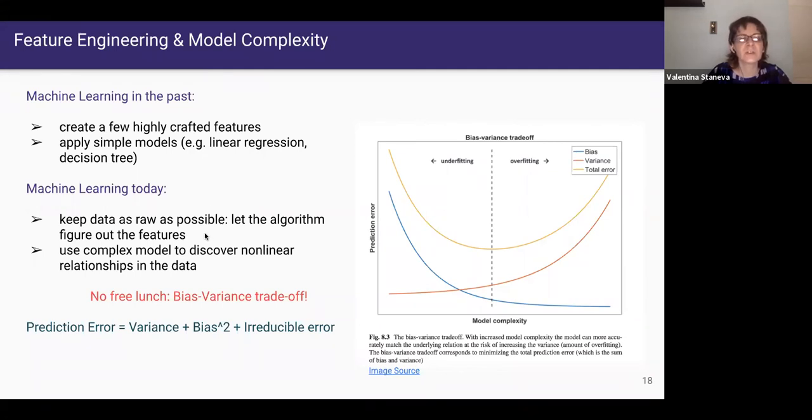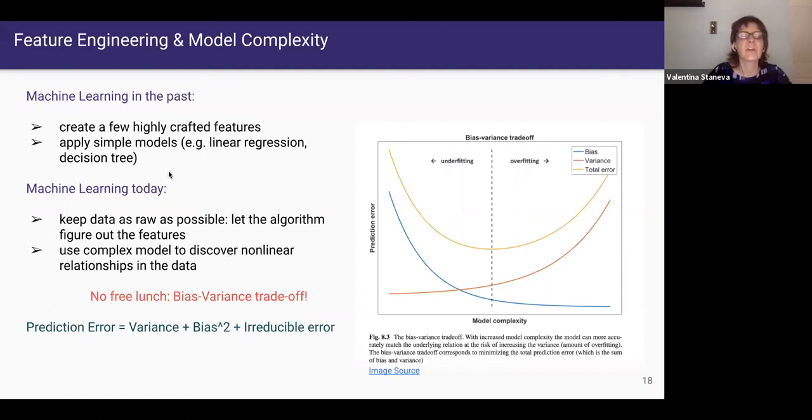It's usually saying: leave the data as raw as possible, and let's hope the algorithm will figure out those features. Then we can also use more complex models to find nonlinear relationships, and we don't have to come up with our own nonlinear features and so on. That's all great. But by allowing more dimensions and more flexibility in the model, we increase the variance of the problem.